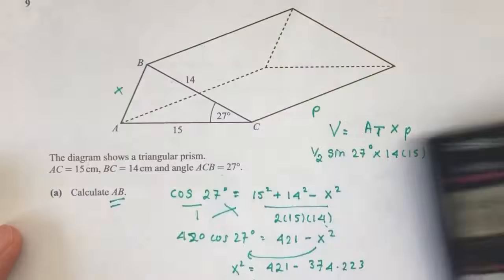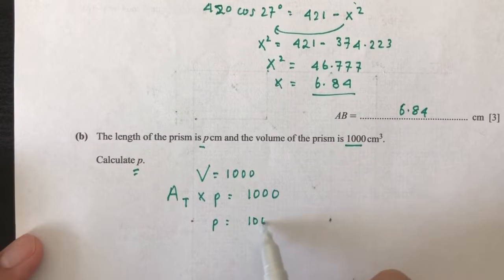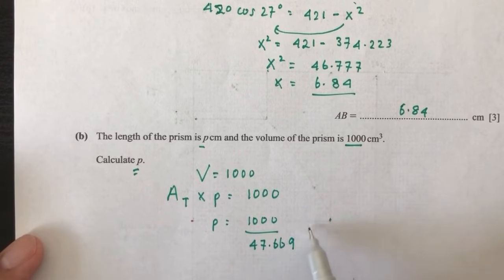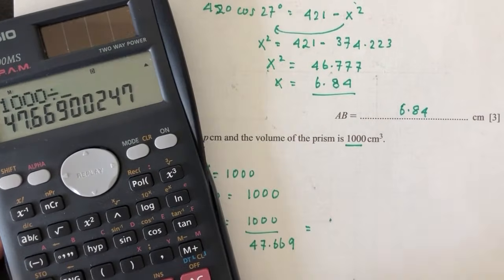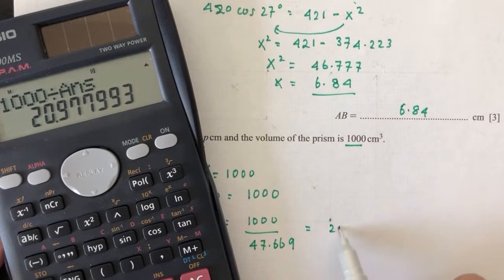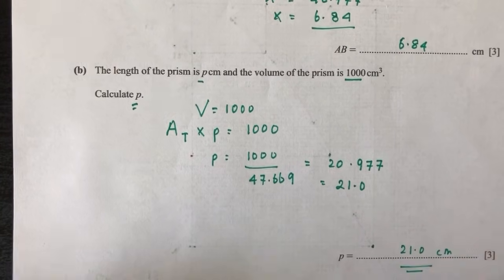that will be 47.669. Okay, so let's replace the value here. P will be equal to 1000 divided by 47.669. So 1000 divided by answer, that will be 20.977. So correct to 3 SF, it will be 21.0. So your answer for P will be 21.0 centimeters. That's the value of P.